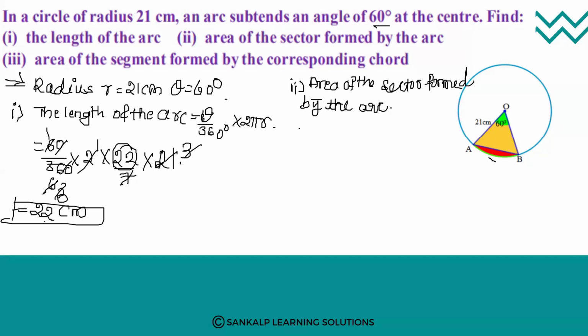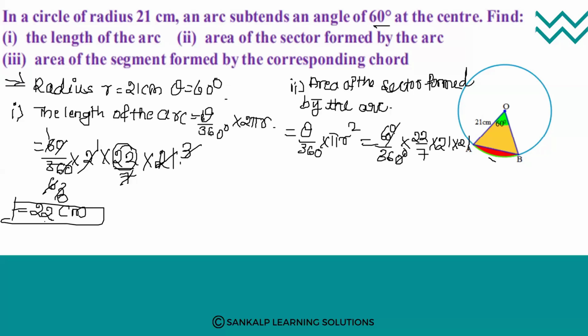So area of the sector, that formula is theta divided by 360 degree into pi r square, right? So now we are calculating the area. So we are using pi r square. Theta value is 60 degree divided by 360 degree into pi value is 22 divided by 7 and r is 21 square, that is 21 into 21.